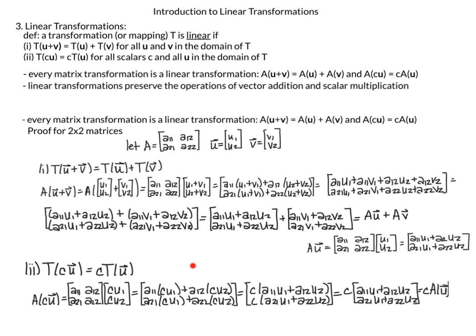So in particular, I can factor out my C. So I get C(A11 U1 plus A12 U2) and C(A21 U1 plus A22 U2). So I can take this C out because it's a scalar. And when you multiply a scalar times a matrix, this is how it works. And then from here, I have C times AU. So that proves the second property. So we've shown that matrix multiplication is a linear transformation.